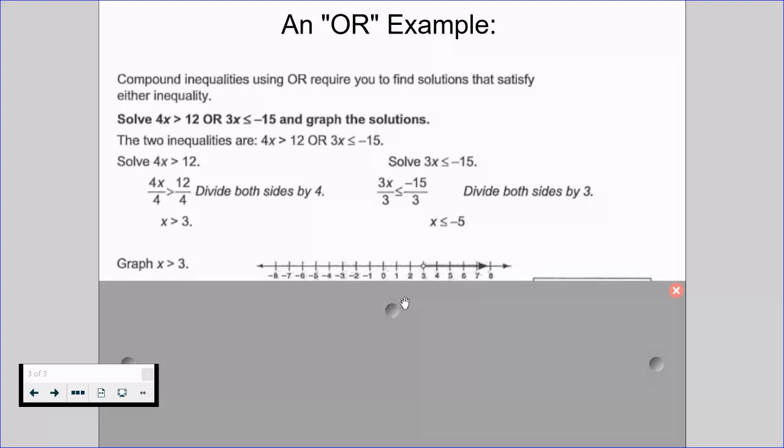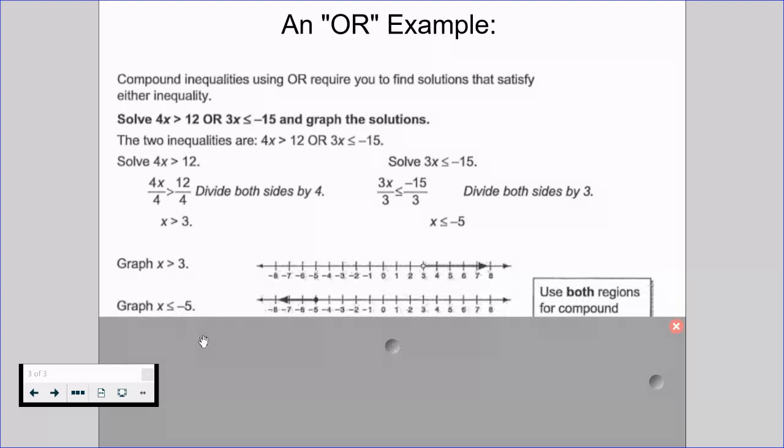So we're going to graph them individually first, and then we're going to bring them together. We're going to graph x is greater than 3. We have an open circle at 3 because we cannot include 3, and we're shading to the right because it's all the values greater than 3. We can then graph x is less than or equal to -5. So we have a filled in circle at -5 because we can include it because it's an equal to. And we're shading to the left. We're saying, hey, all the numbers less than or equal to -5. And if you notice, our arrows are going in opposite directions.